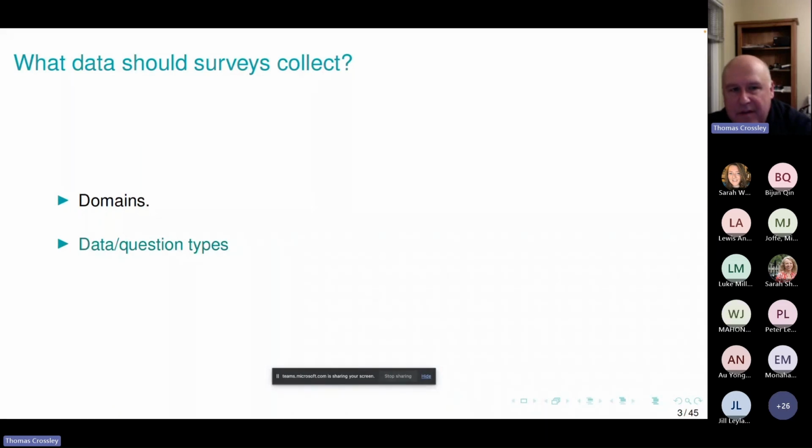When we think about what data surveys collect, a lot of the discussion over the last couple of years has been about domains. These discussions came up when I was helping to run Understanding Society, but also when I was an ONS fellow. I'm part of the Economic Experts Working Group, a discussion around, in an environment where we have lots of naturally occurring data, lots of admin data, what should surveys try to collect?